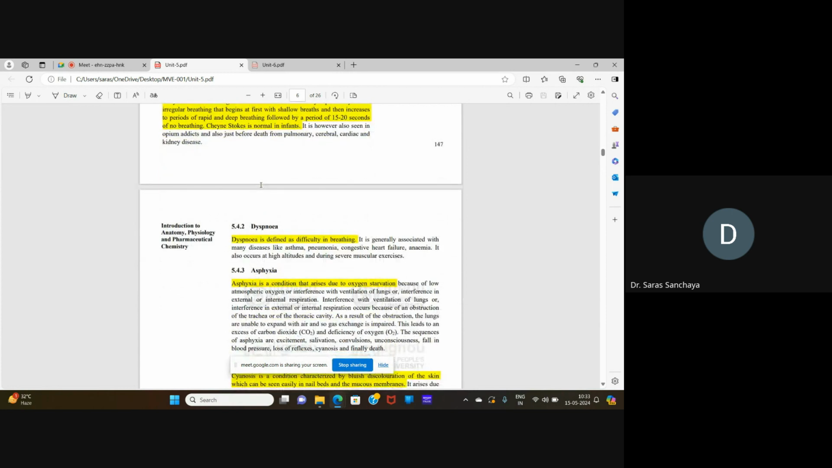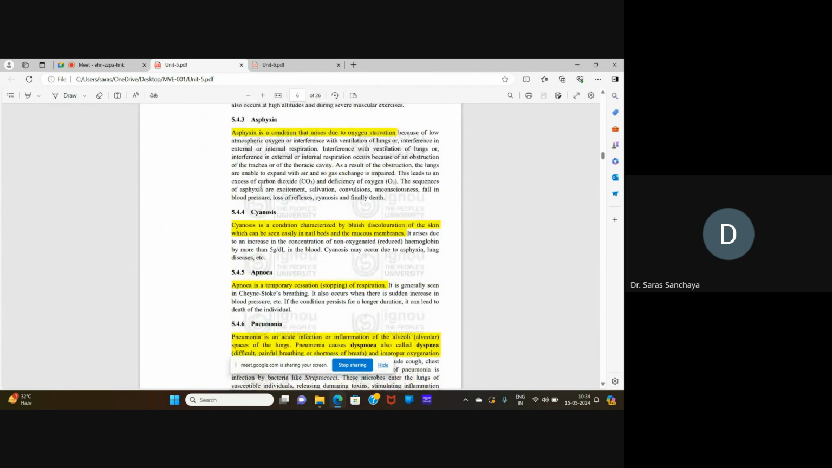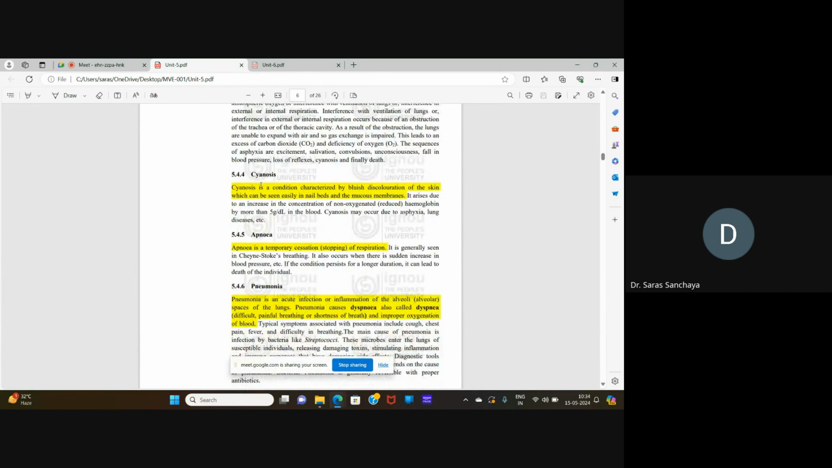Dyspnea. Dyspnea is defined as difficulty in breathing. So various conditions can lead to dyspnea. Asphyxia. Asphyxia is a condition that arises due to oxygen starvation or due to decrease in oxygen in the blood. Cyanosis. Cyanosis is a condition characterized by bluish discoloration of the skin, which can be seen easily in the nail beds and mucous membranes. Then apnea. Apnea is temporary cessation of the respiration. It is generally seen in Cheyne-Stokes breathing.